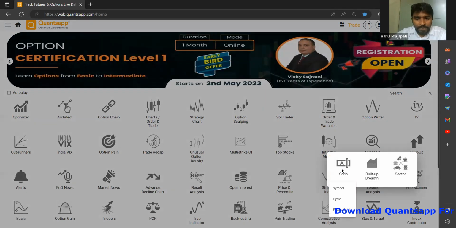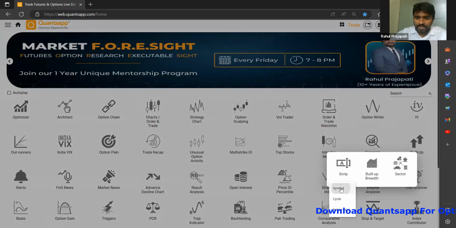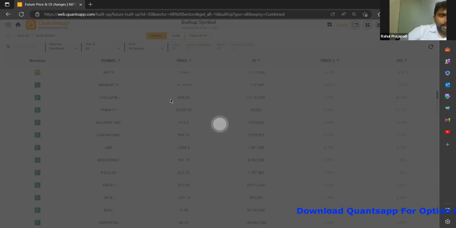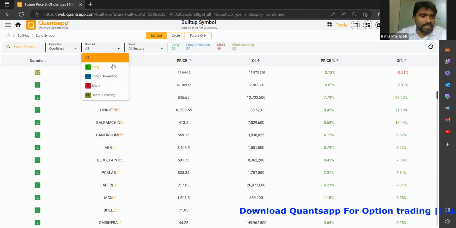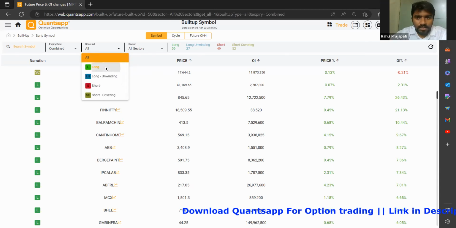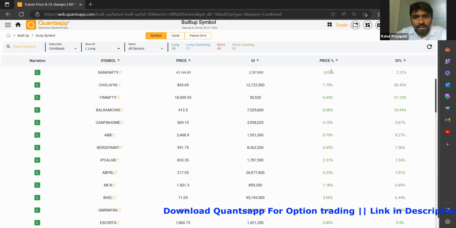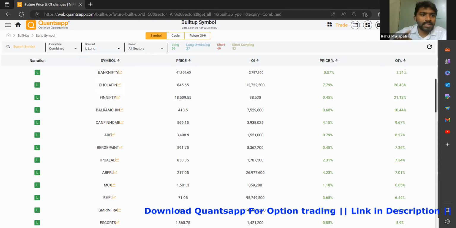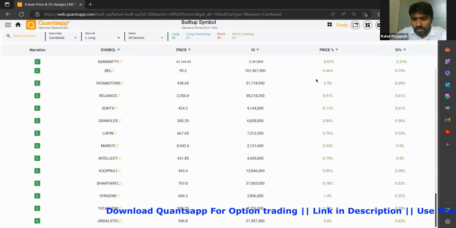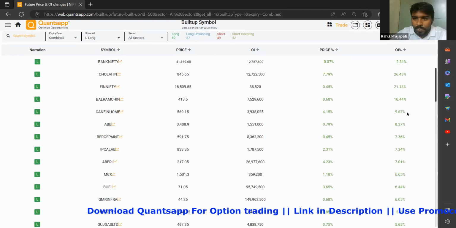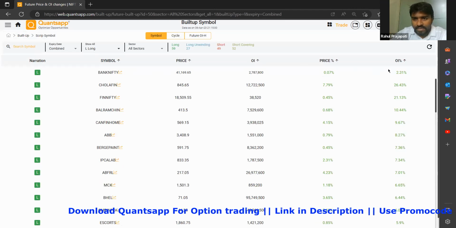If I open the first screen, which is symbol, you can see it gives you the price and open interest relationship. If I click on this, you can see long build up, short build up, long unwinding, and short covering. What is long? If I click on long here, you can see what is happening. If the price moves up and open interest moves up, it's a long build up. You can see the narration here. All the stocks showing here moved up and their open interest also jumped. You can see BankNifty is long.